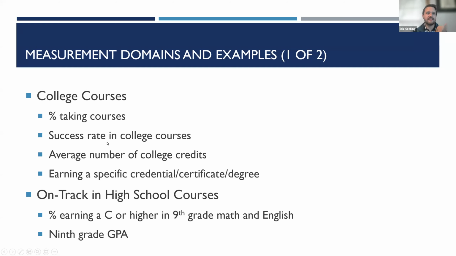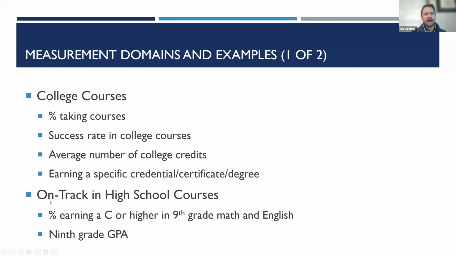And some of these other pieces like success rates, average number of college credits, and whether or not a student earned a specific credential or degree may be the most important for you to look at there. Again, there's nothing limiting you from looking at all of these pieces, but oftentimes it's useful to have one singular measure that helps to focus what your program is going to align to.